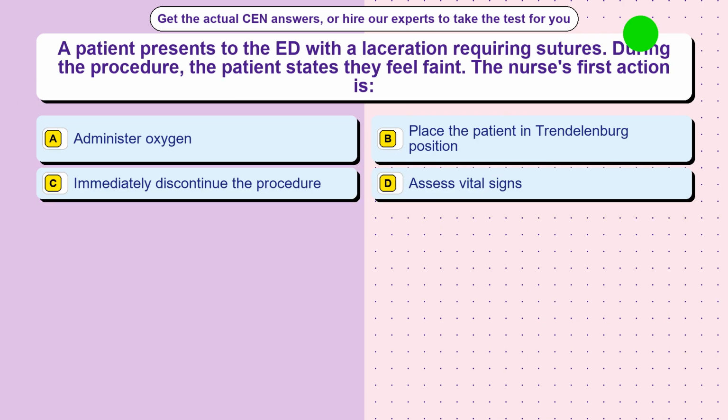Question 90. A patient presents to the ED with a laceration requiring sutures. During the procedure, the patient states they feel faint. The nurse's first action is: Option A, administer oxygen. Option B, place the patient in Trendelenburg position. Option C, immediately discontinue the procedure. Option D, assess vital signs.